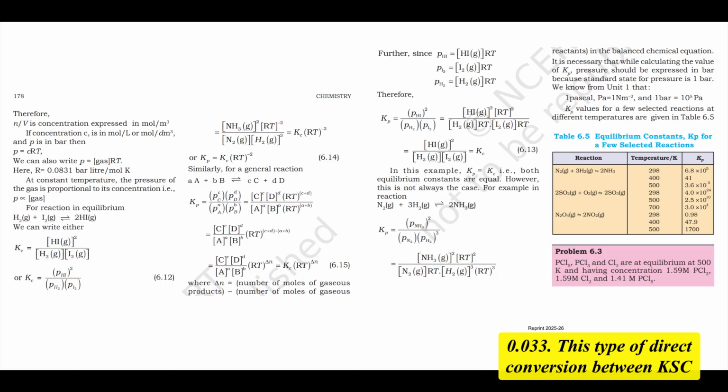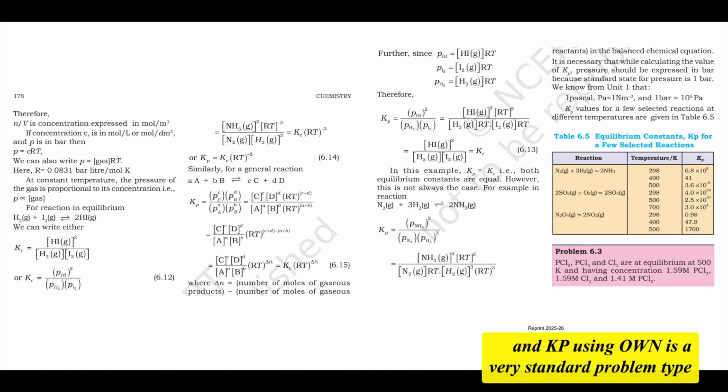This type of direct conversion between Kc and Kp using Δn is a very standard problem type in competitive exams. Okay, that clarifies the Kc and Kp relationship.